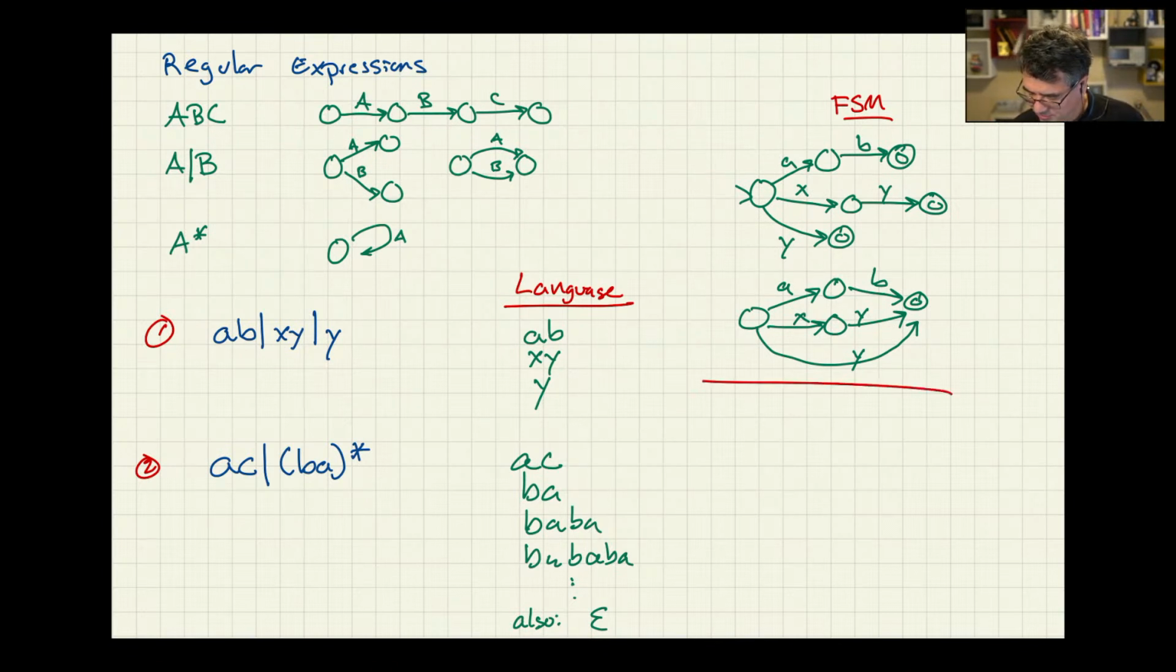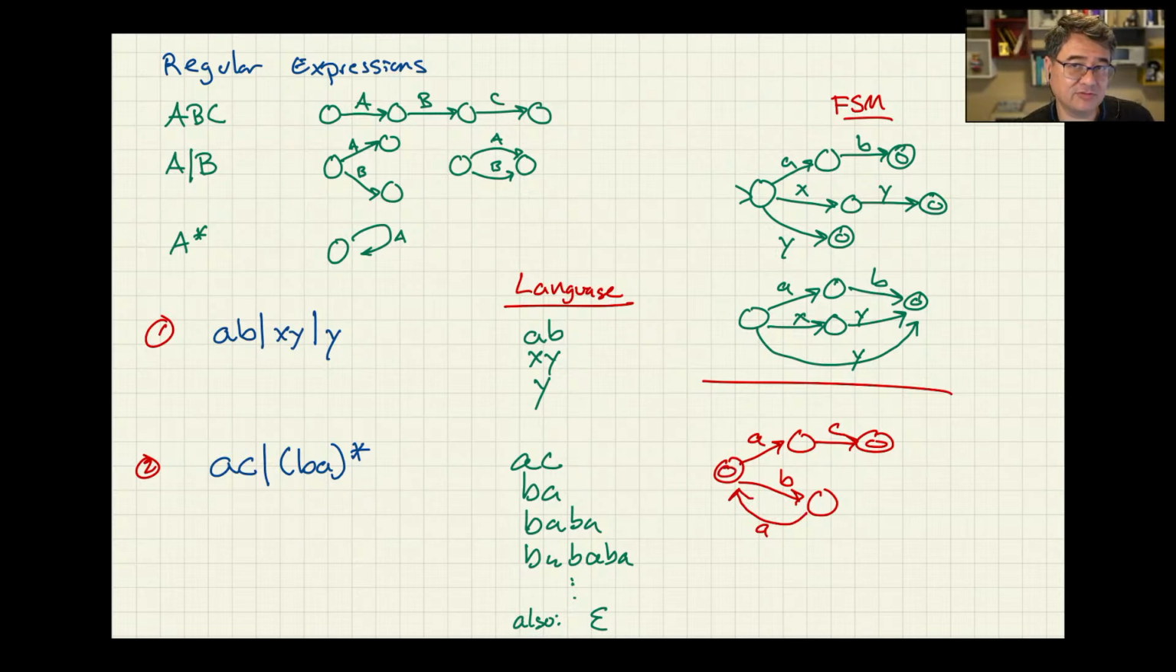And then for the bottom one, well, we've definitely got an A and a C that leads to an accepting state. That handles this case here. And then we want to do this one here. We've got 0 or more BAs, so we can do it like this. We've got a B here, and then we could loop back and make an A like this, and then make this an accepting state.